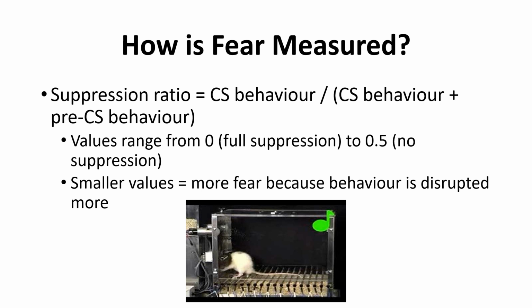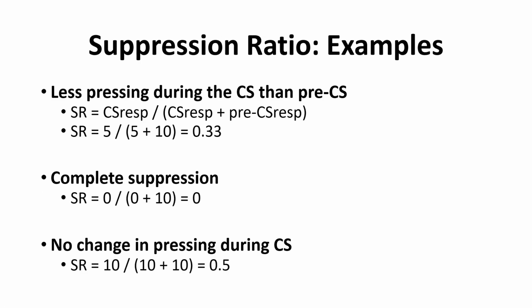Now, for those of you who don't necessarily understand concepts well from just talking about them, I also have an example with numbers in case that helps. So here are 3 different examples. We have everywhere from complete suppression to partial suppression to no suppression at all. So let's start with the middle ground here.